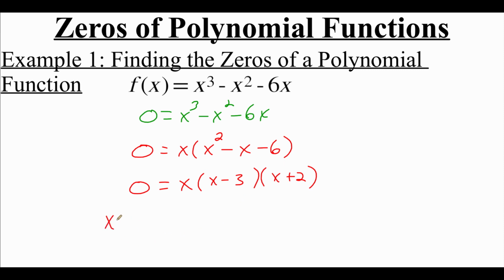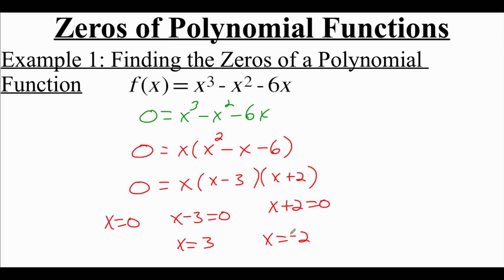If I take that first factor and set it equal to 0, I get x equals 0. If I take the x minus 3 and set it equal to 0, I would have to add the 3 over to the other side, so I get x equals positive 3. And if I take the x plus 2 and set it equal to 0, I'll have to subtract the 2 over to the right-hand side, so I get x equals negative 2. So I'm going to have x-intercepts, or zeros, at an x value of 0, at an x value of 3, and at an x value of negative 2.